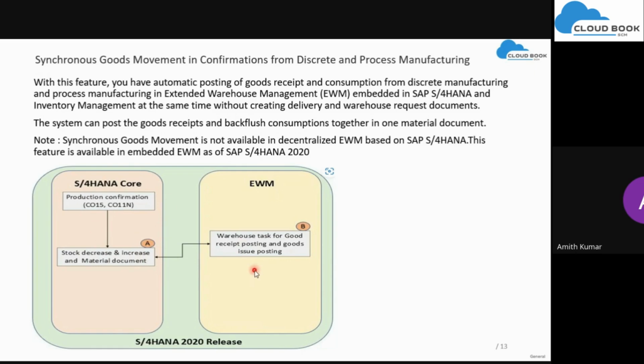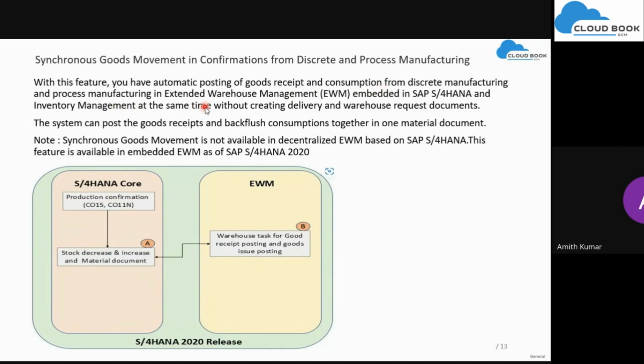So this process, or this functionality, we can achieve by activating the synchronous goods movement in confirmations for discrete and process manufacturing. Okay, so this process is very important, and it has made a lot of customers happy, right? Because now you see a lot of things are getting simpler now. No more deliveries are needed to do the GR, and no more deliveries are needed to do the consumption.